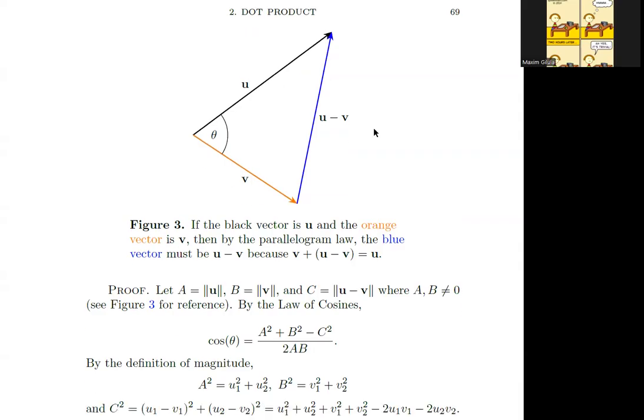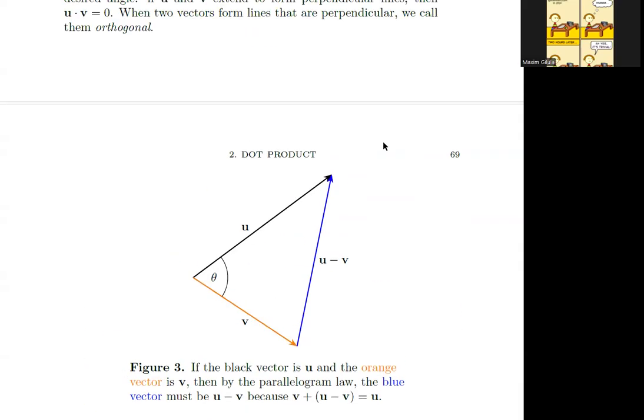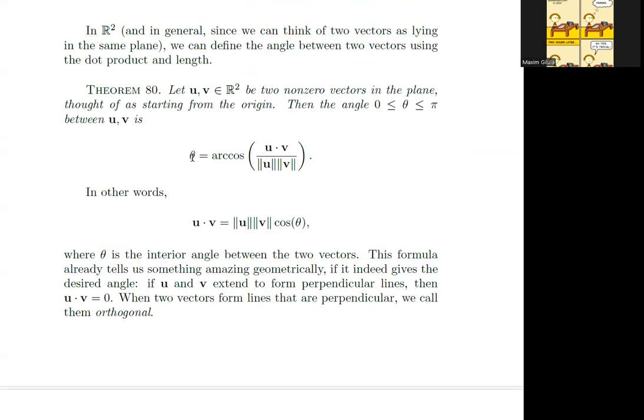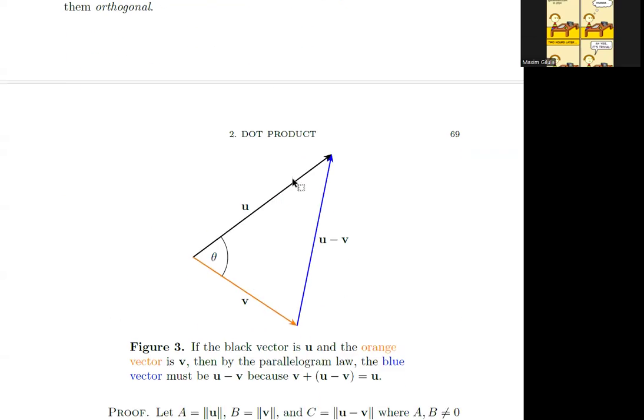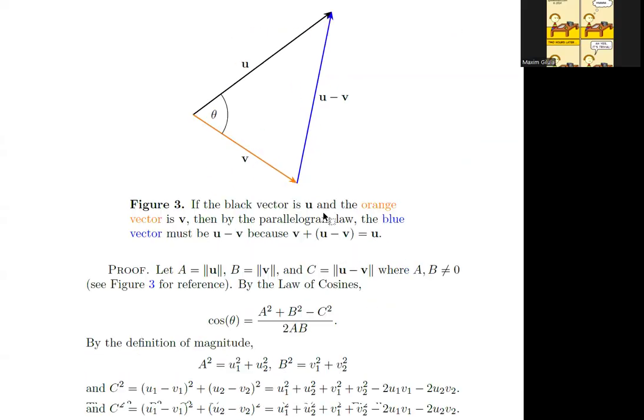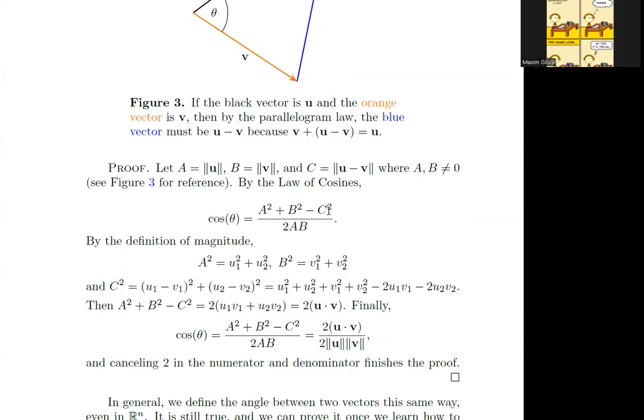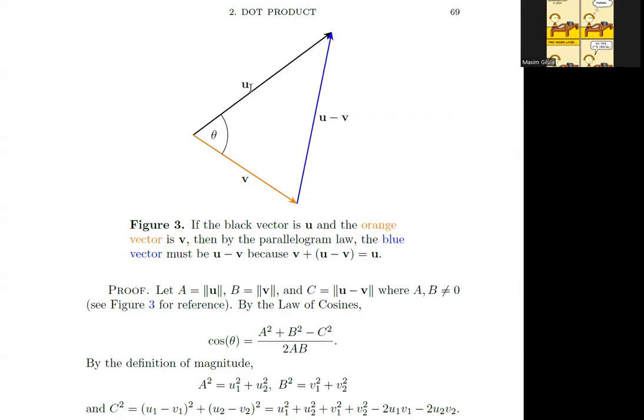So let's prove that theta really is this, considering these triangles in, say, 2 dimensions for now. So if the length of u is a, the length of v is b, and the length of u minus v is c, where a and b are not 0, by law of cosines, a squared plus b squared minus c squared over 2ab is cosine theta.